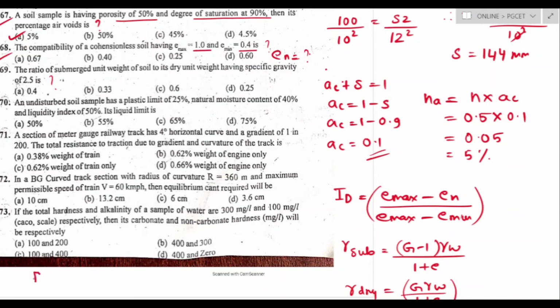So the required ratio is given by G minus 1 divided by G. You will get (2.5 minus 1) divided by 2.5. So the answer will be 0.60. Option C is the right answer.